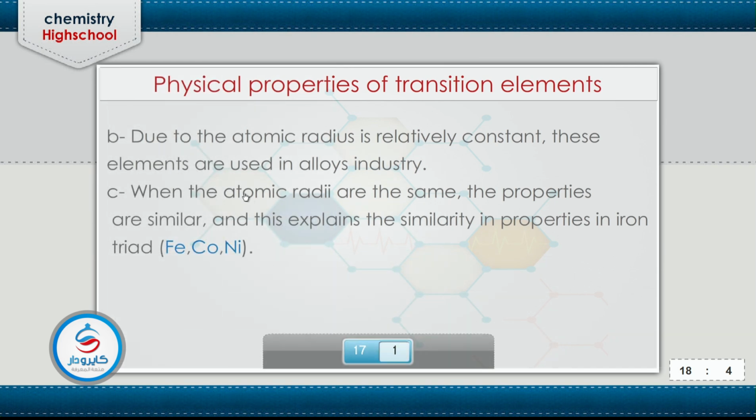Number B, due to the atomic radius being relatively constant, these elements are used in the alloy industry. When the atomic radii are the same, the properties are similar, and this explains the similarity in properties of iron, cobalt, and nickel.